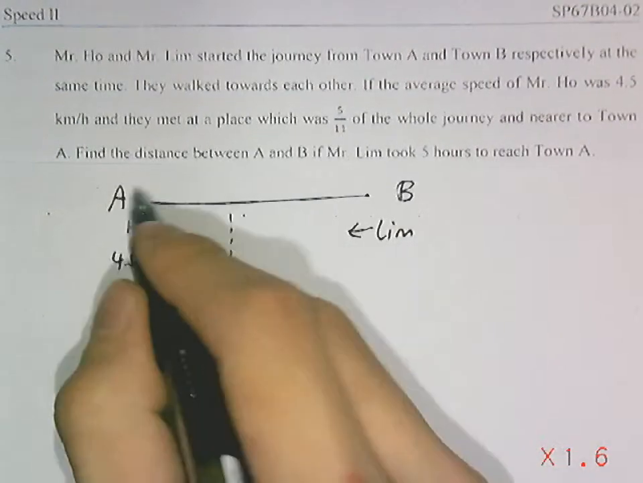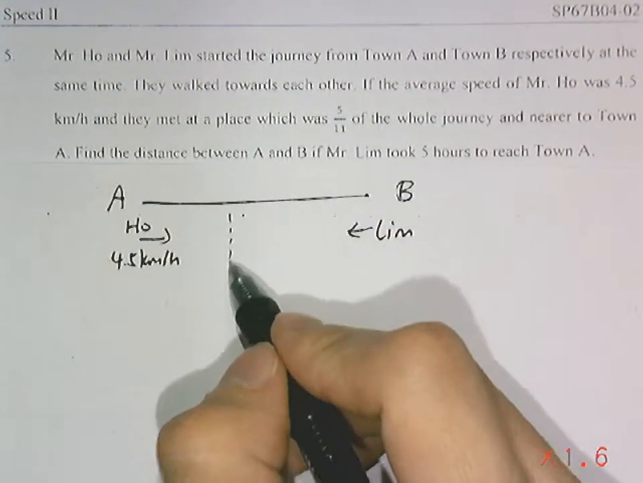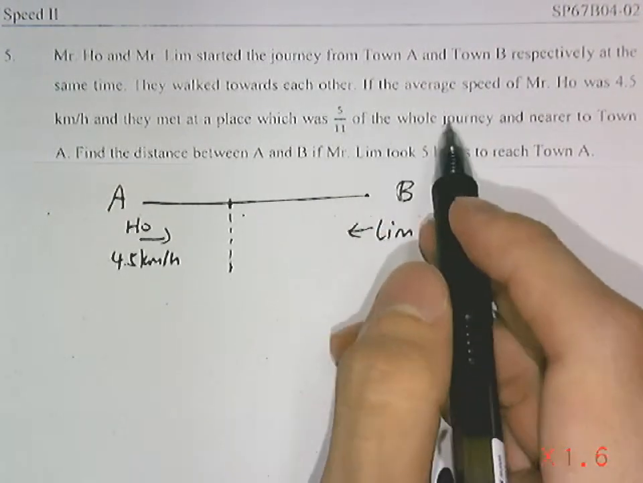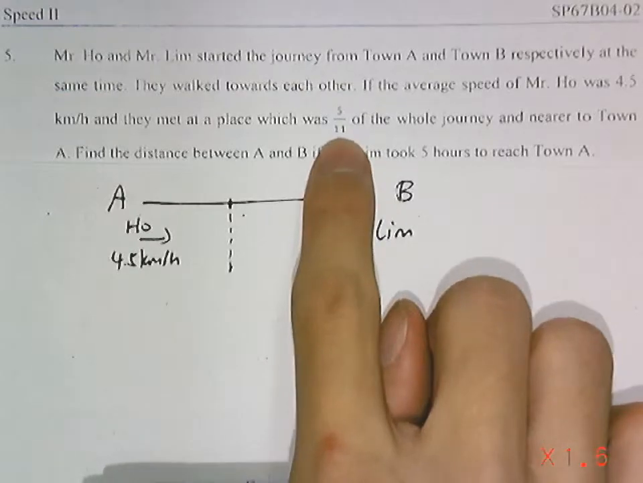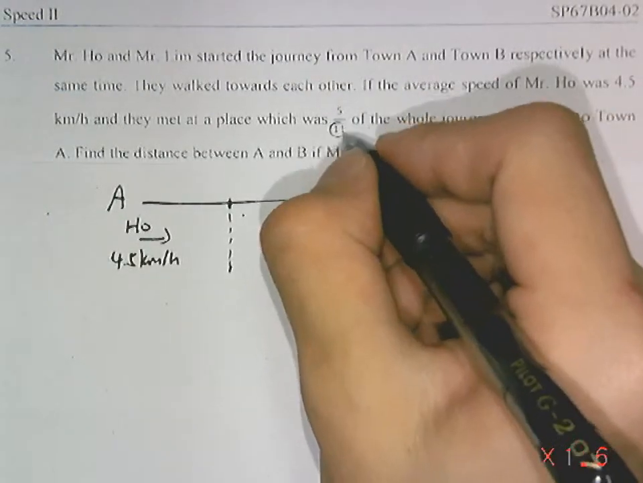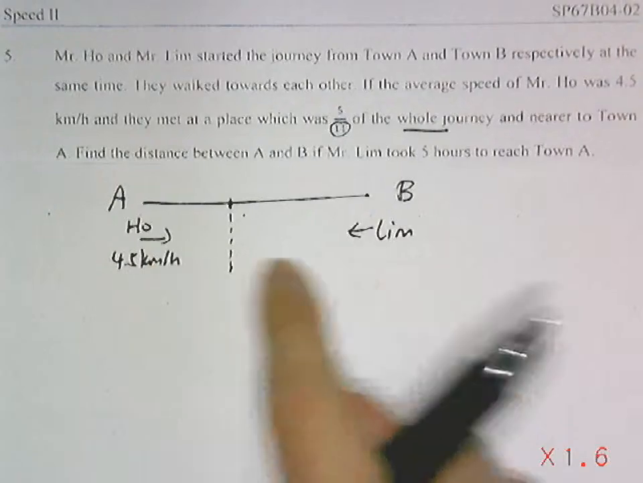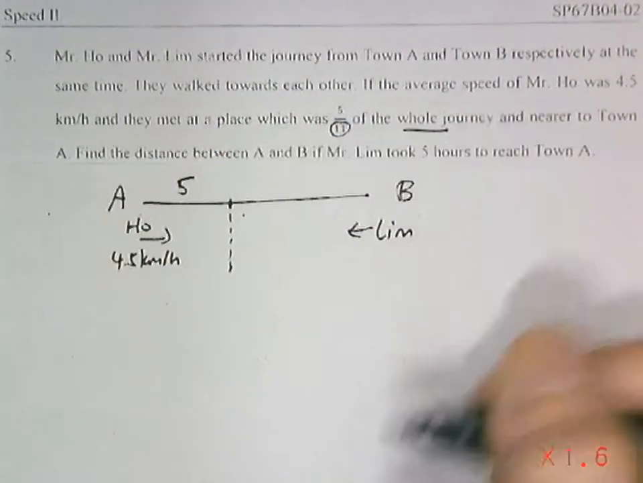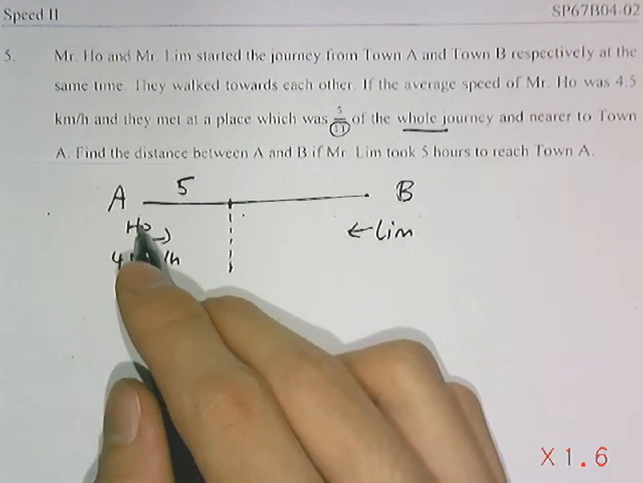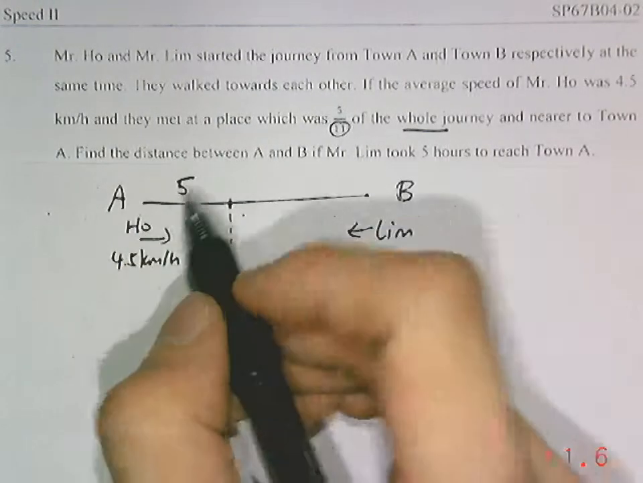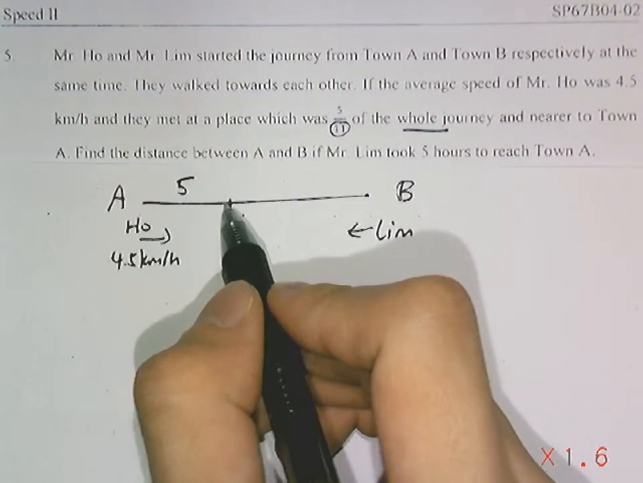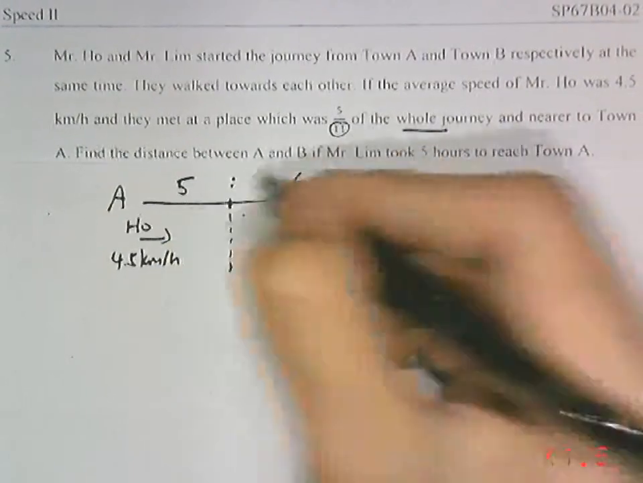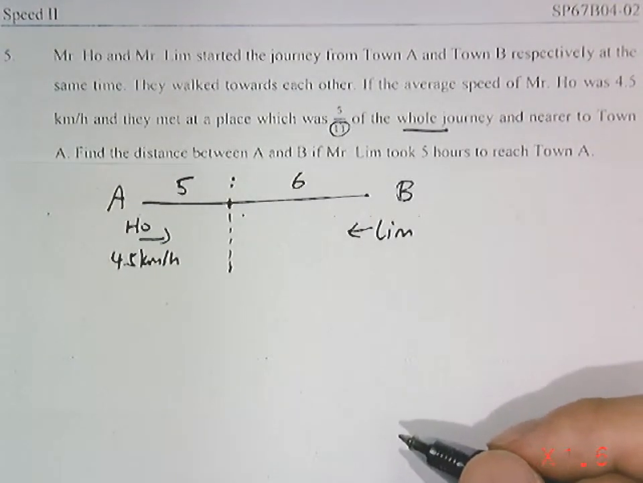So I'll draw here nearer to town A. And this part, the meeting place, will be 5 out of 11 of the whole journey. So the whole journey takes 11, so this is 11 units. And this will be 5, since it's closer to A. So the ratio of this portion here to this portion here will be 5:6. So the distance ratio is 5:6.